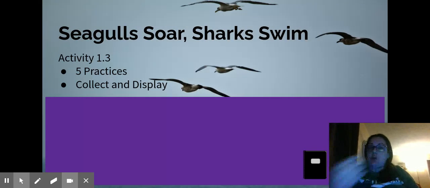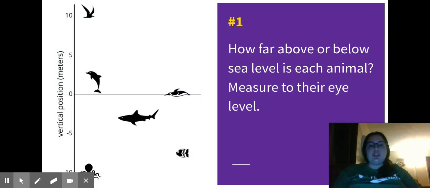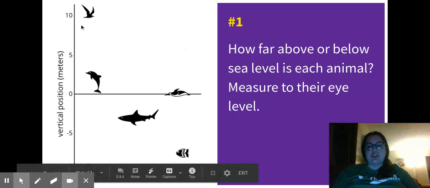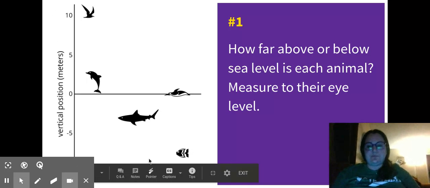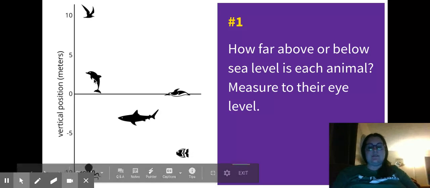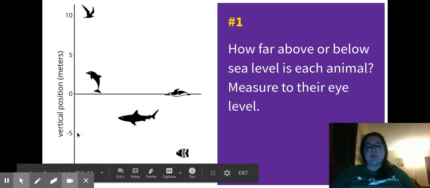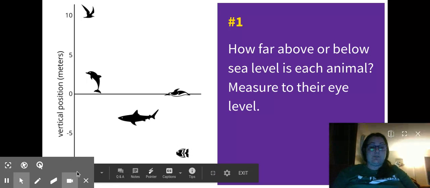So, in your workbook on page 105 and 106, you should see this image here that shows different animals. This is a seagull. This is a dolphin, a penguin, a shark, a fish, and below here, it's kind of hard to see, it's underneath my things, is an octopus.